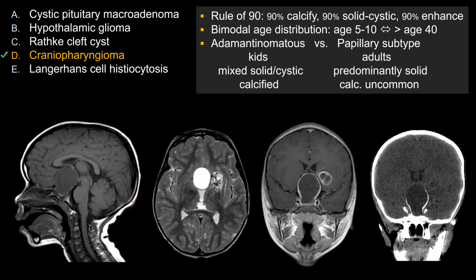In other words, if I see a lesion in this location that looks like a papillary subtype of craniopharyngioma in adults, the first thing I'm thinking about is actually not craniopharyngioma, but rather pituitary macroadenoma, which is far more common than papillary craniopharyngioma.